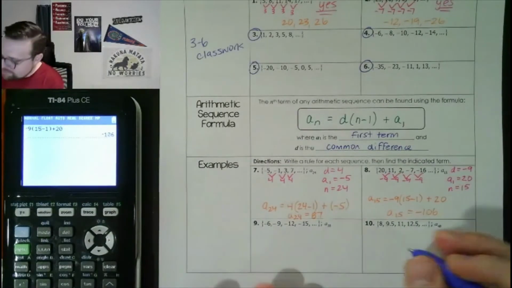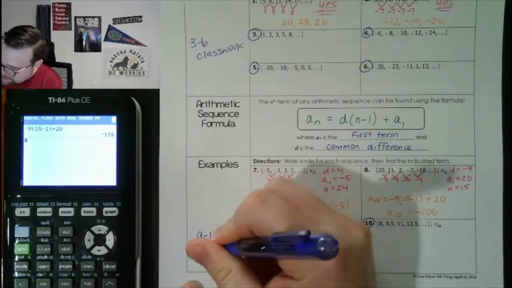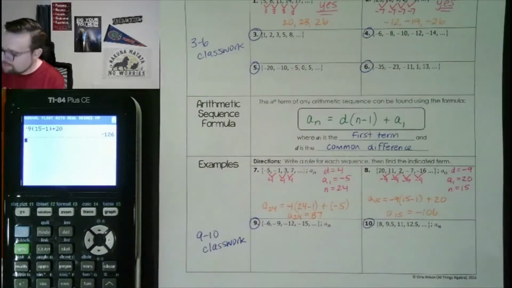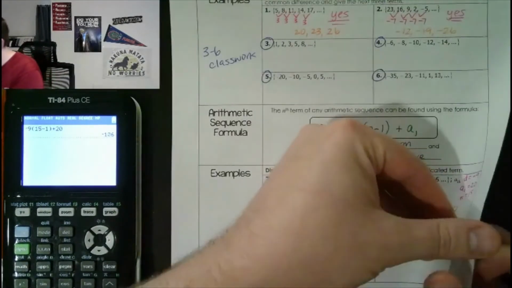I'm going to leave 9 and 10 for you guys, so let's circle 9 and 10. 9 and 10 are classwork. Okay, and then we're going to go ahead and flip the page here, okay?